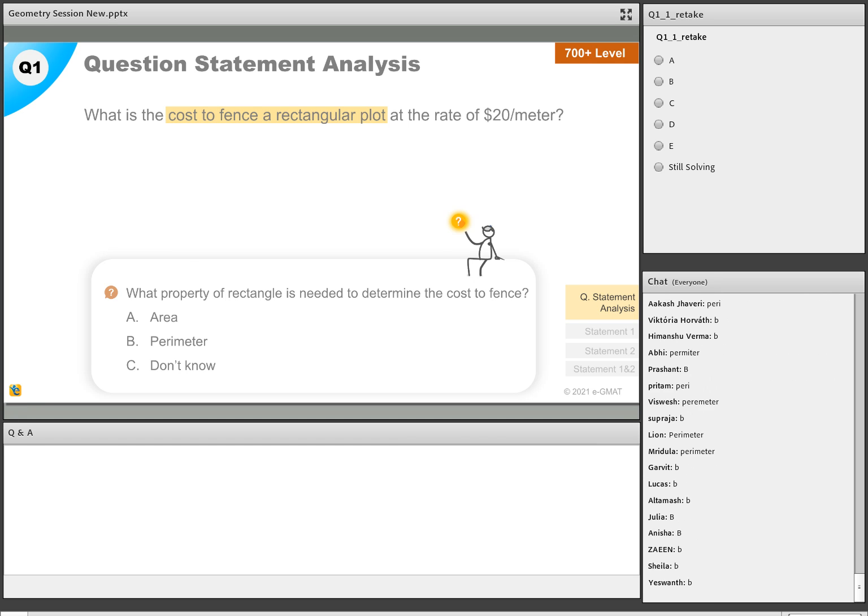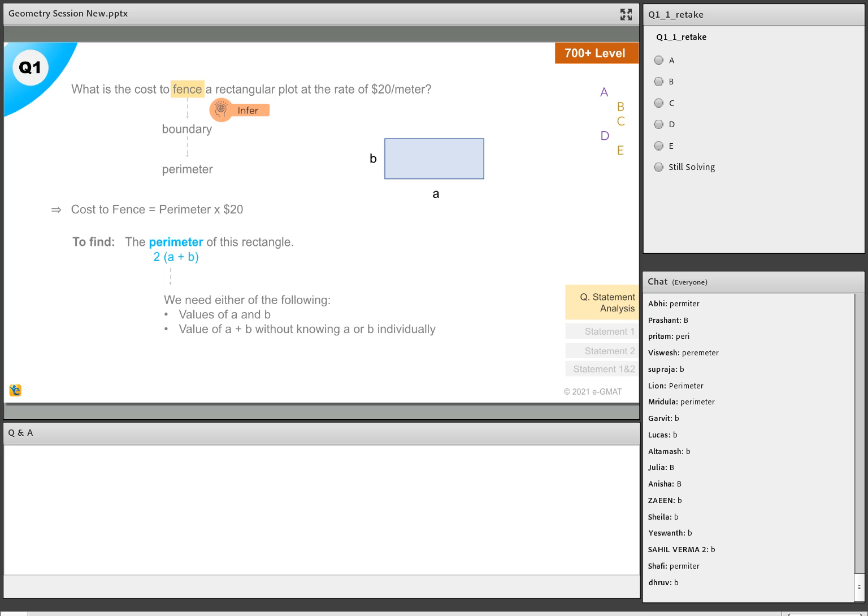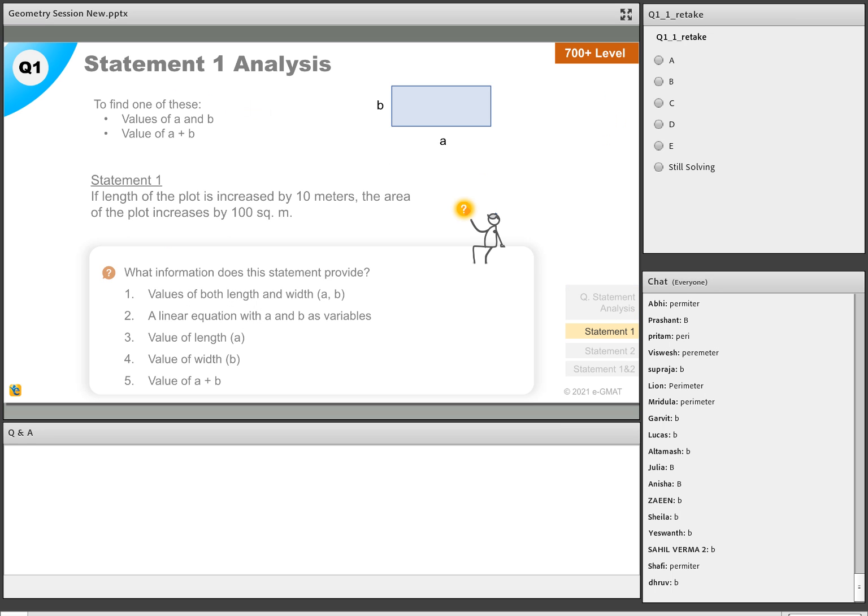Absolutely correct. So essentially, I need the value of twice of a plus b. This is something that I essentially need to solve this question. So I either need the individual values of a and b, or I just need the sum of a and b without knowing the values of a and b, and then that would help me get to the answer. So both are completely okay, right? So let's now move ahead to the first statement's analysis.